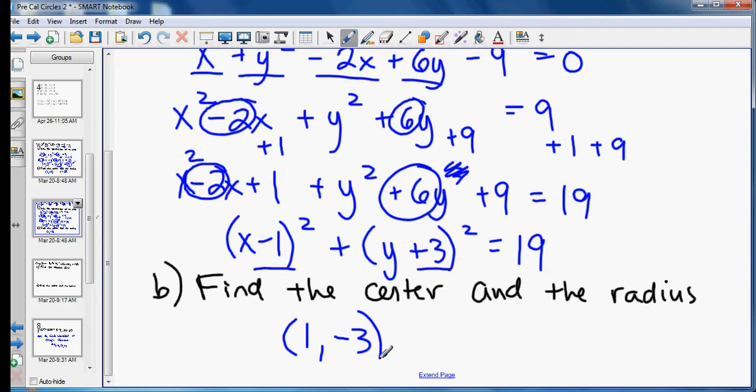And to get the radius, you take the square root of this number, and you do need to leave it as the square root of 19. Do not write it as a decimal. Don't do it. So we write it as the square root of 19 for the radius.